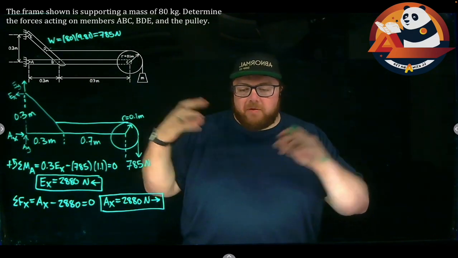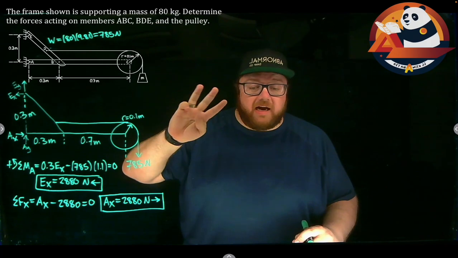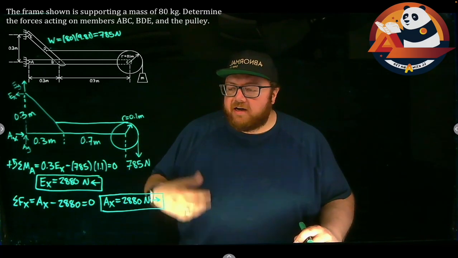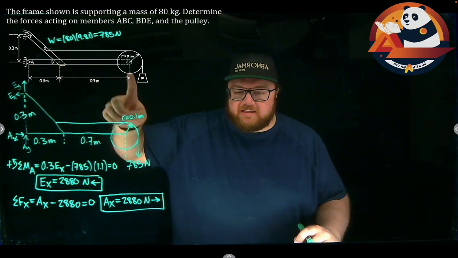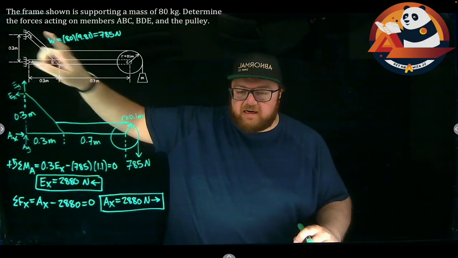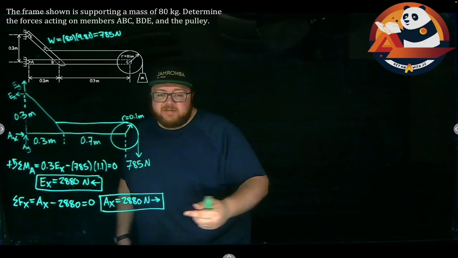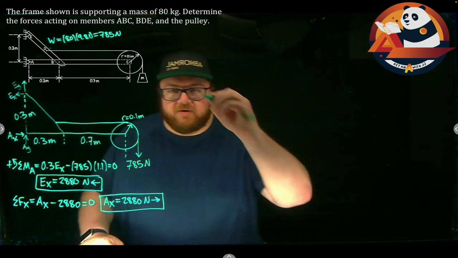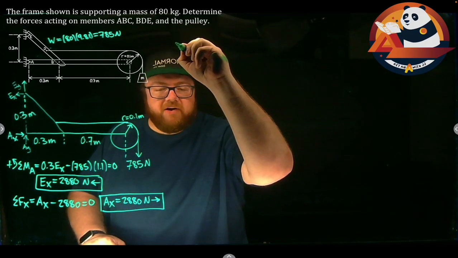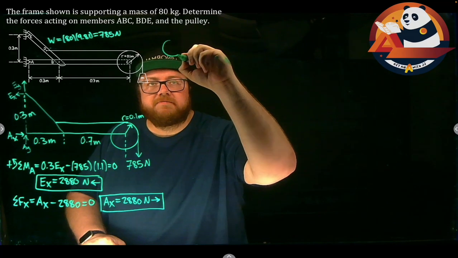So we can then explode our truss. There's three members I could draw a free body diagram of and try to analyze. I could look at A, B, C. I could look at B, D, E. Or I could take a look at the pulley. In general, if we know one of the forces on a pulley, it's going to be the easiest one to deal with. So let's draw a free body diagram of the pulley, and we'll start there.